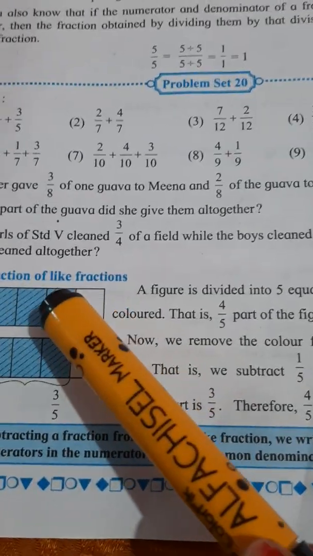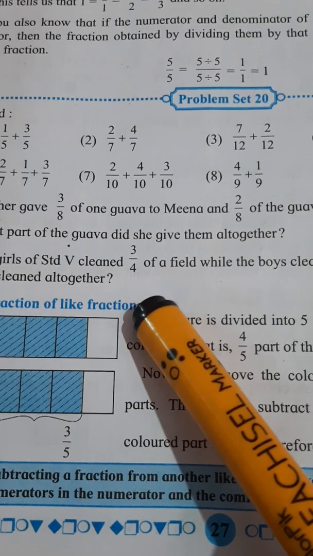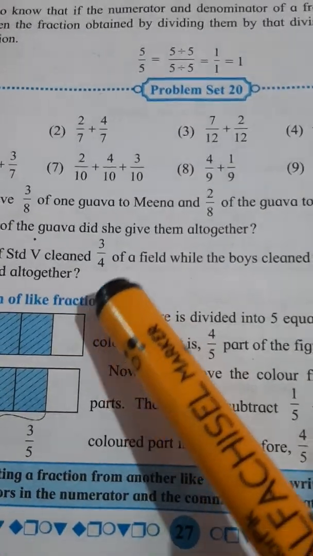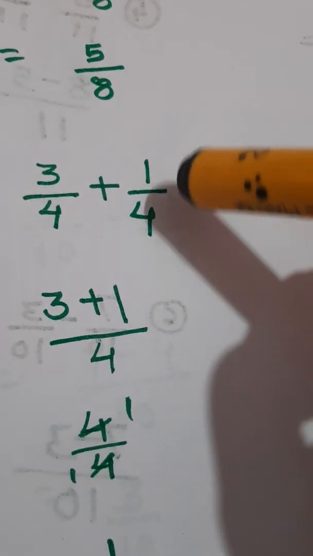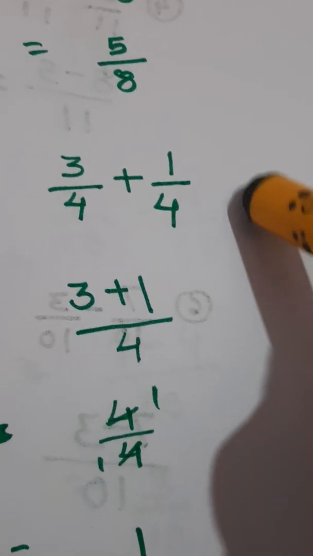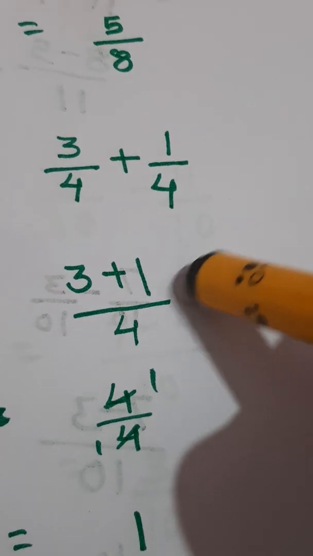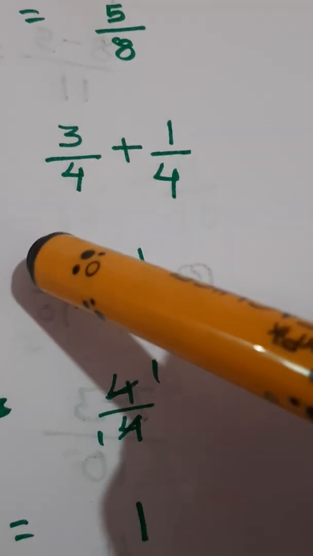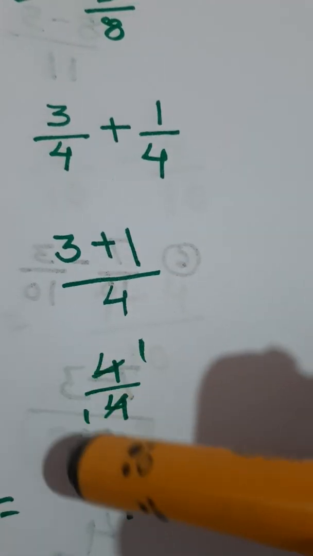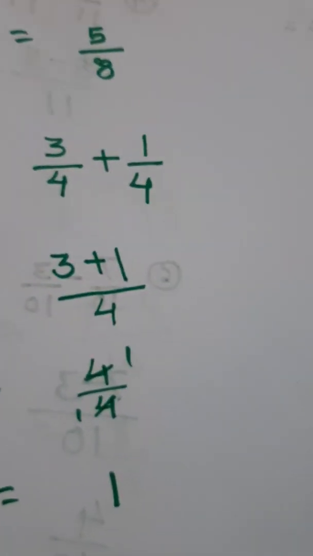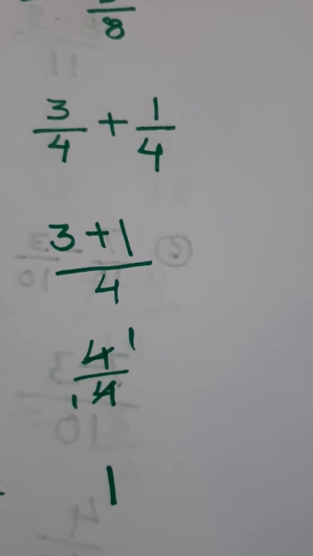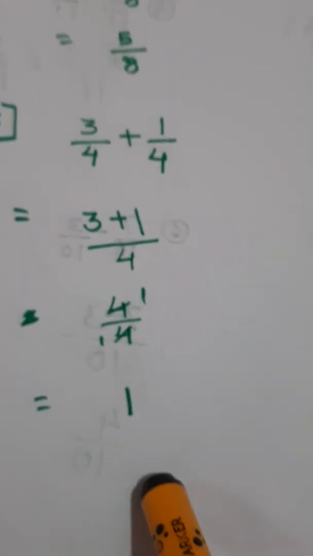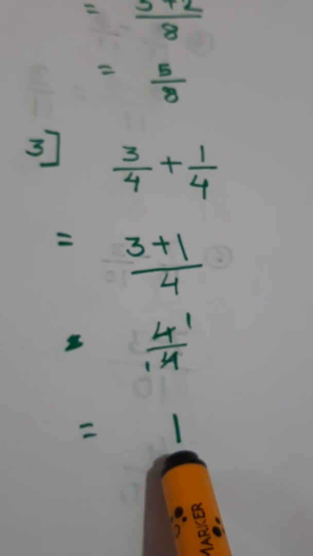What part of the field was cleaned altogether? Here also we have to add 3 upon 4 plus 1 upon 4. Like fractions, so add the numerators and give the common denominator. 3 plus 1, 4 upon 4. And as I have told you, when the numerator and denominator are same, the fraction is equal to 1, and 1 means whole. The answer is 1.